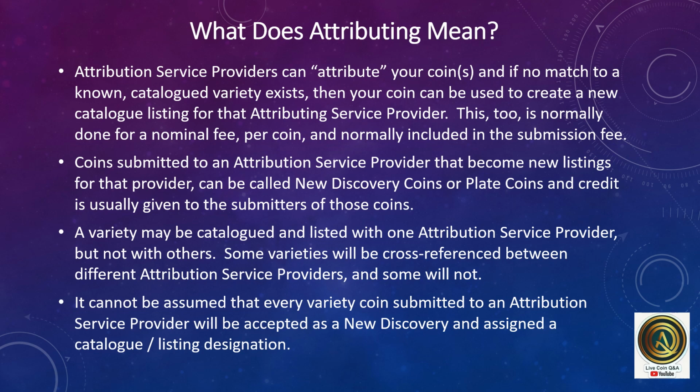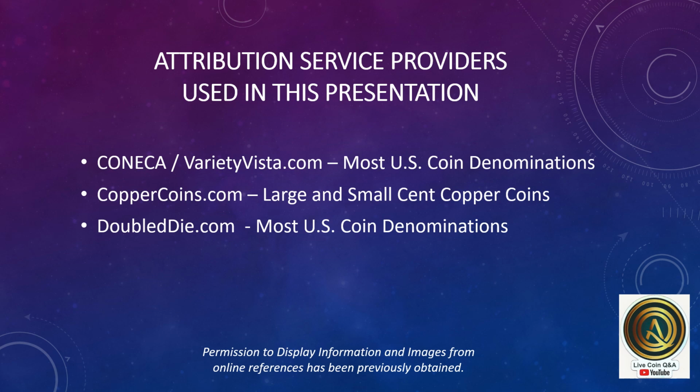A variety may be cataloged and listed with one attribution service provider, but not with others. Some varieties will be cross-referenced between different attribution service providers, and some will not. It cannot be assumed that every variety coin submitted to an attribution service provider will be accepted as a new discovery and assigned a catalog listing designation. Attribution service providers used in this presentation are Konica or VarietyVista.com, CopperCoins.com, and DoubleDie.com.